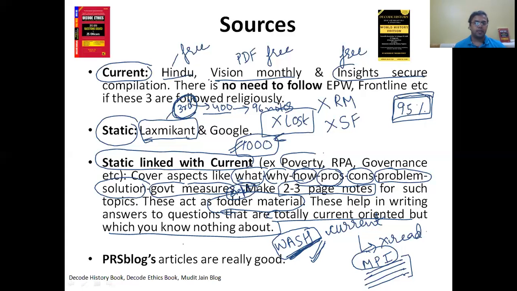And lastly, the PRS blog. Be careful, it is not the PRS website, it is the PRS blog. The PRS blog has various articles like on poverty, on special status for states, etc. I found those articles really helpful. So I'll advise you to go through some of the articles. I'm not sure about its quality now, but it was really helpful for me back then.